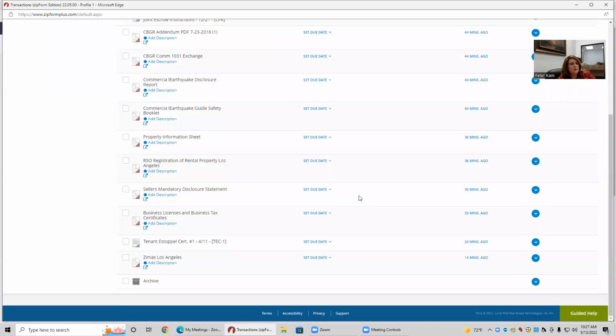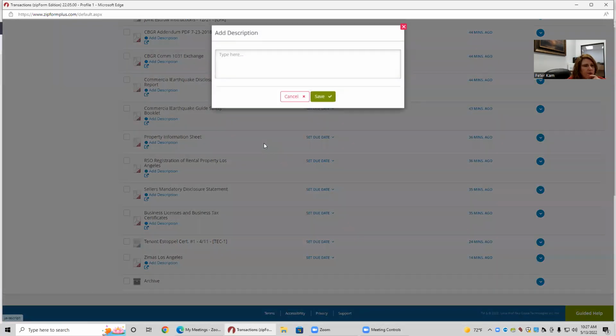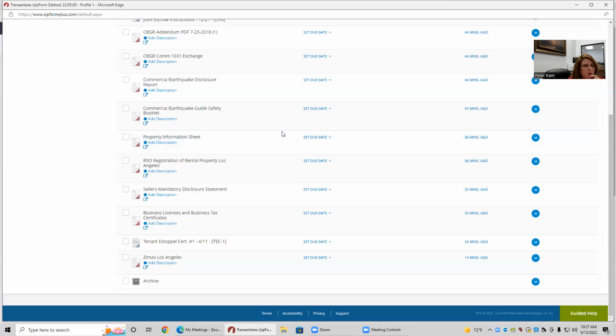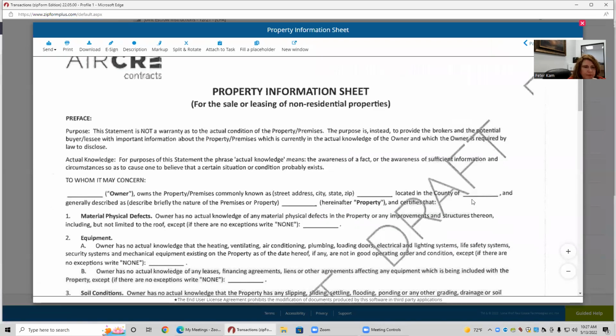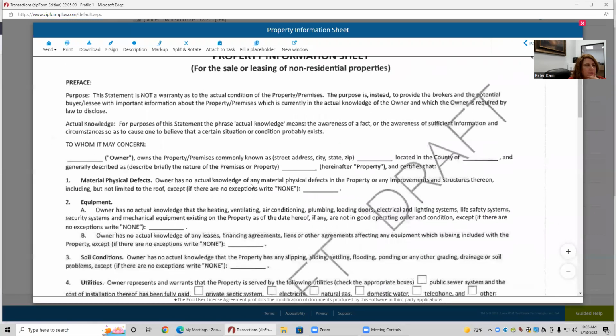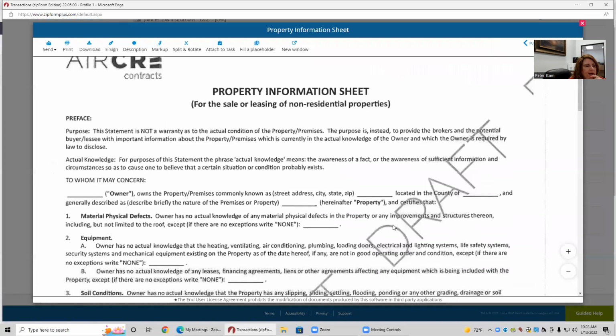Okay. So now here are some disclosures that you may not have seen before if you haven't done a commercial deal, and let's go over them. So this is the property information sheet. If you think of it in terms, this is like the master disclosure sheet, I call it, because here is where the seller is going to disclose to the buyer all material items that he knows about the property or any other items.